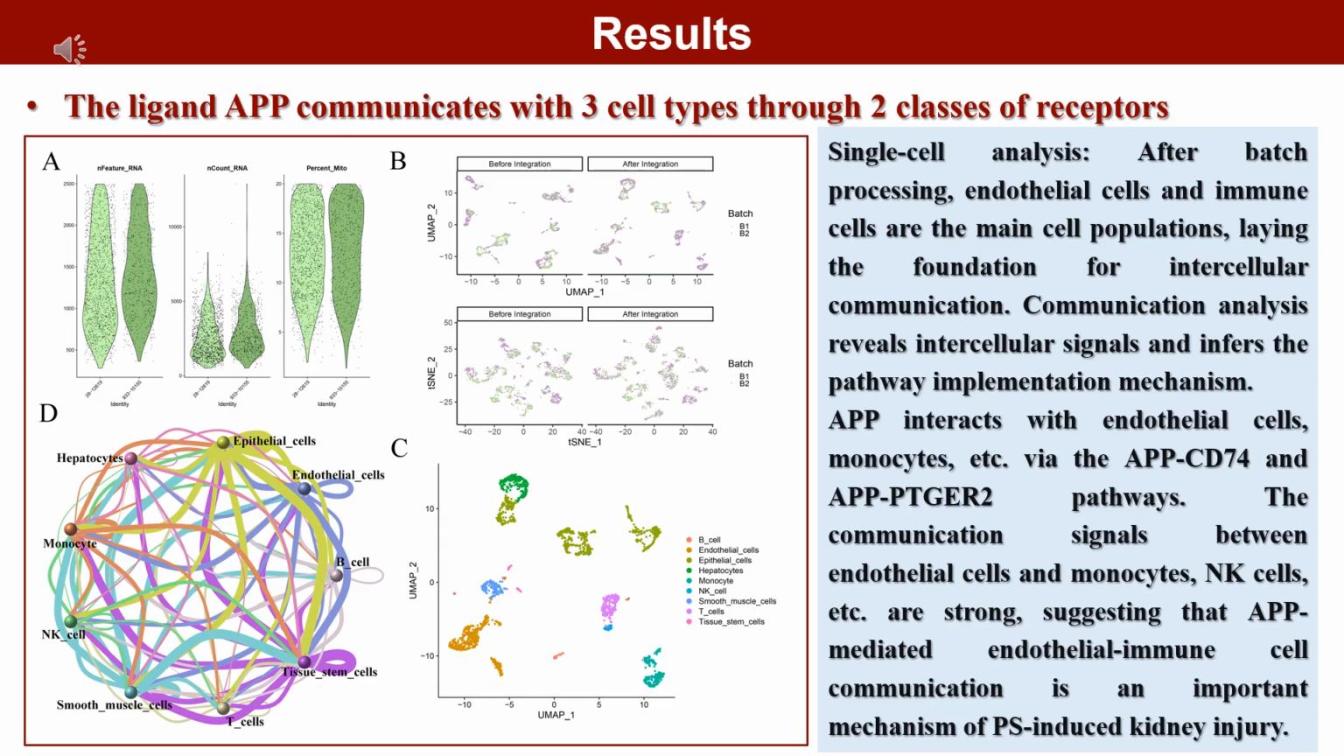APP interacts with endothelial cells, monocytes, etc. via the APP-CD74, APP-PTGER2 pathways. Strong communication signals exist between endothelial cells, monocytes, and NK cells, suggesting this is a key mechanism of PS-induced kidney injury.